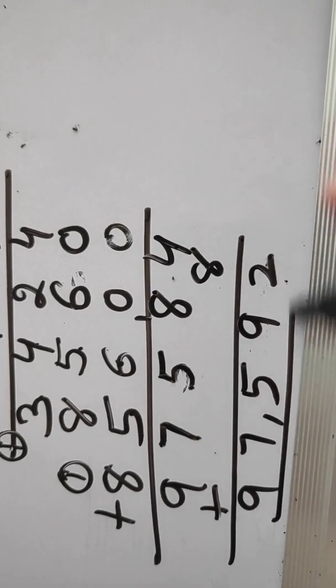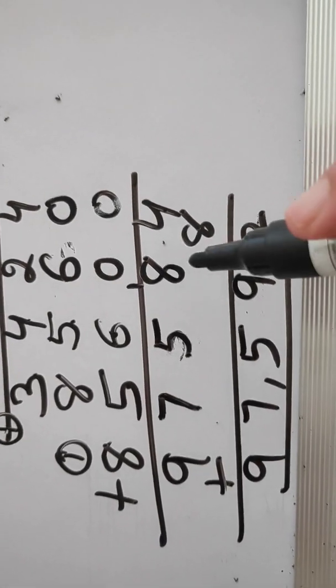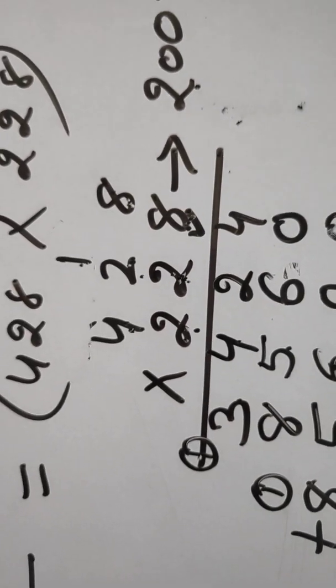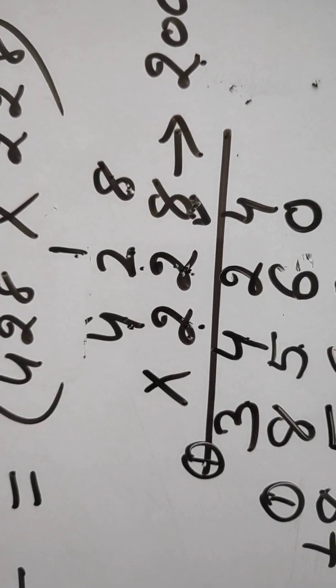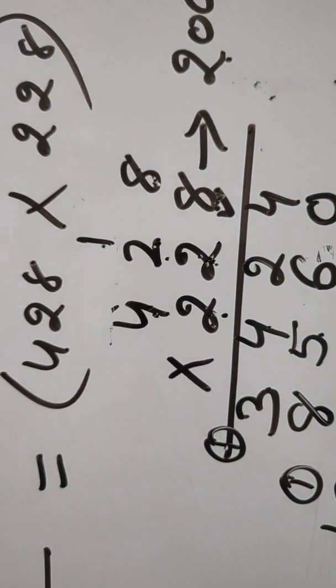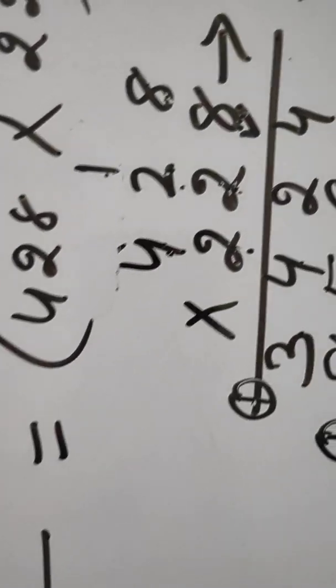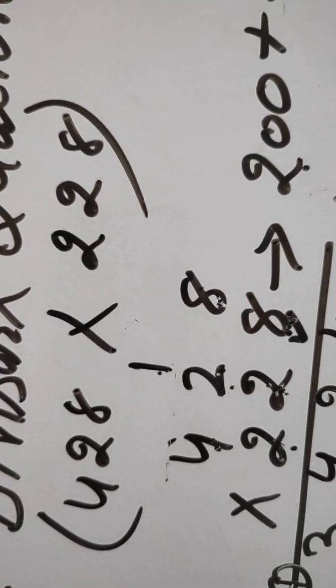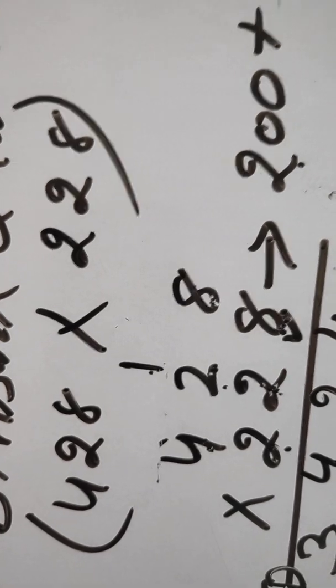So what is your dividend here? 97,592. So what you get as a remainder? Oh, sorry, dividend. It becomes 97,000. We have done some mistake here.